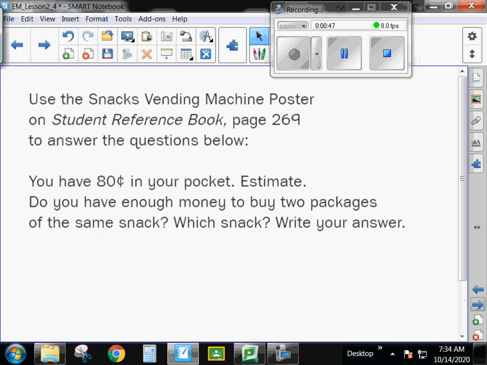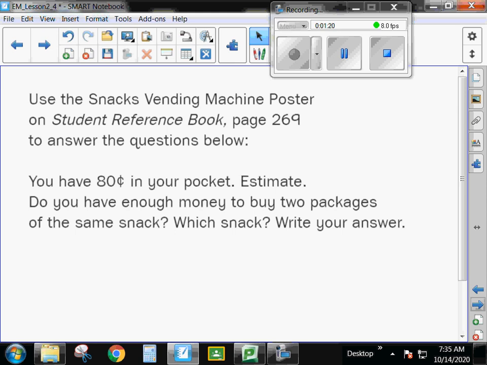Okay, so for this lesson, we're going to be using the vending machine poster in the student reference book on page 269. Each person doesn't have a copy of the student reference book, but you can find that in Everyday Math. If you go online into your Everyday Math account, you'll be able to find that student reference book. I will also post a picture of it on my webpage. But for this lesson, I have a picture of it on each page, so we should be good.